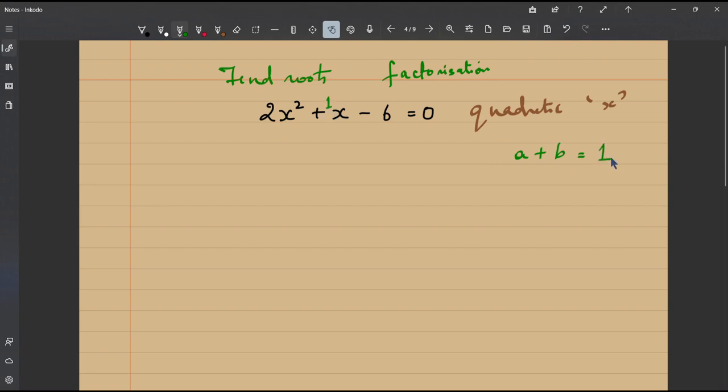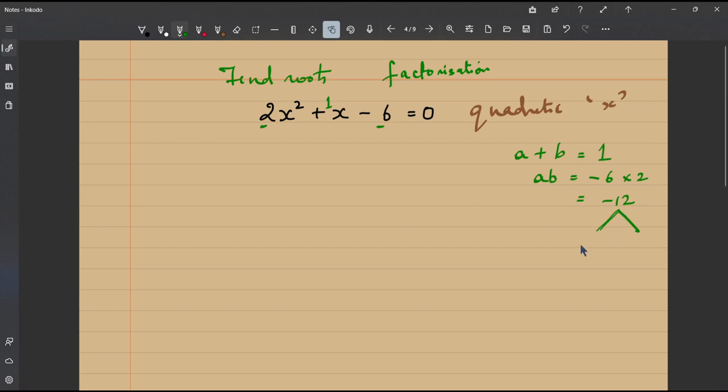It's 1. So the sum of the two numbers should be equal to 1, and the product of the two numbers should be equal to the constant term minus 6 multiplied by the coefficient of x squared, 2. So minus 6 into 2. The product of the numbers should be equal to minus 12. Now we will have to look for such two numbers. So let's find factors of minus 12, because the product of the numbers should be minus 12.